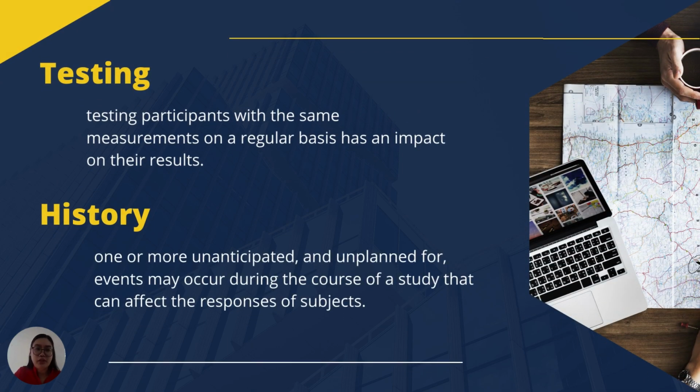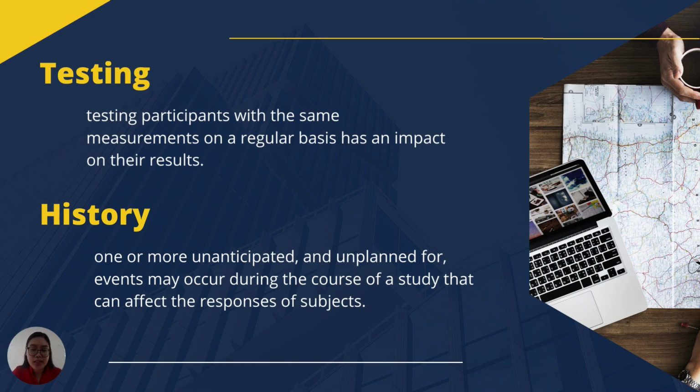So the fifth threat is the testing threat. Testing participants with the same measurement on a regular basis has impact on their results. So participants are likely to do better as they learn the test or become more familiar with the testing process. Therefore, repeated testing could significantly impact the outcomes. And the sixth threat is the history threat.